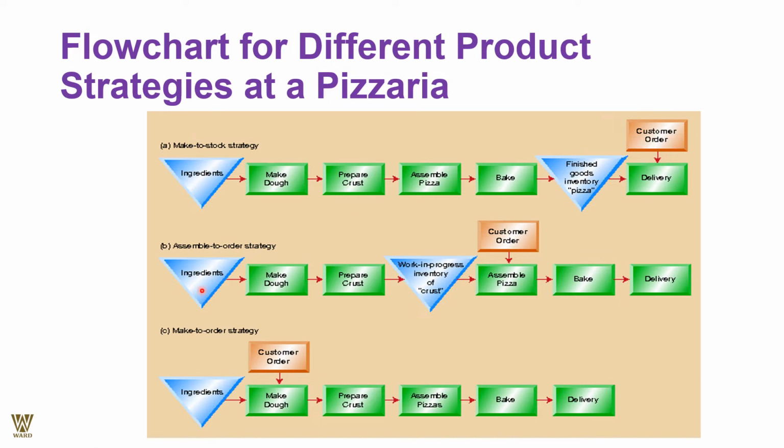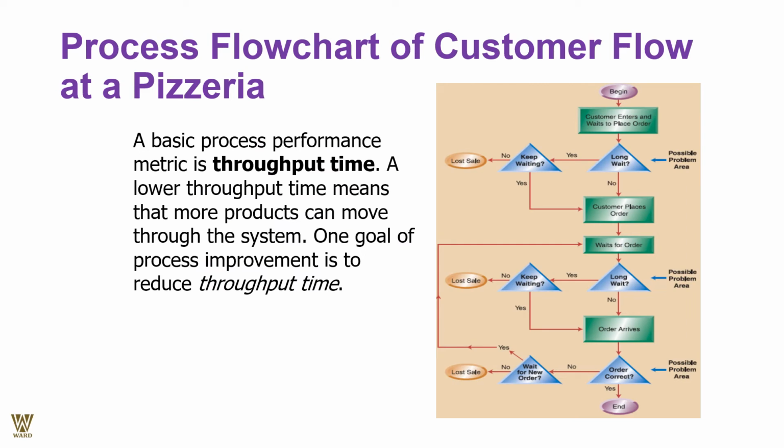In assemble to stock, we are part prepared, part ready, waiting for the customers to order. The moment the customer orders, we assemble the product. So it's very easy for you to understand as far as the pizzeria is concerned. The basic process performance metrics include throughput time. Lower throughput time means more products can be moved through the system. One goal of a product or process improvement is to reduce the throughput time, as the case might be.